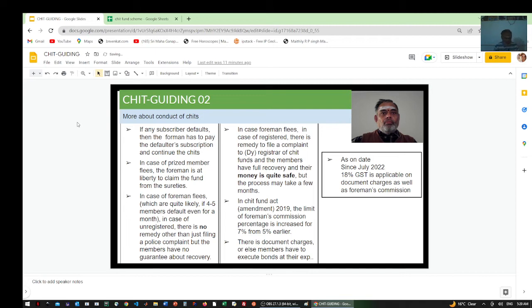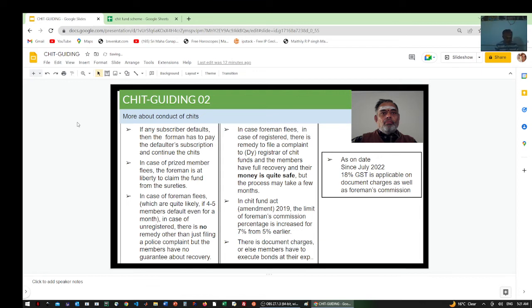If any subscriber defaults, then the foreman has to pay the default subscription and continue the chit. In case of a prized member, if he defaults, the foreman is at liberty to claim the fund from the sureties. The foreman may flee, which is quite likely if 4 or 5 members default even for a month.